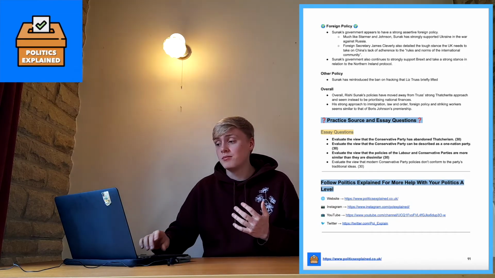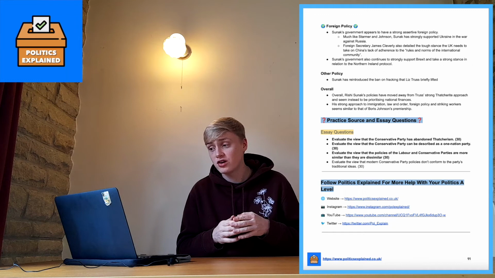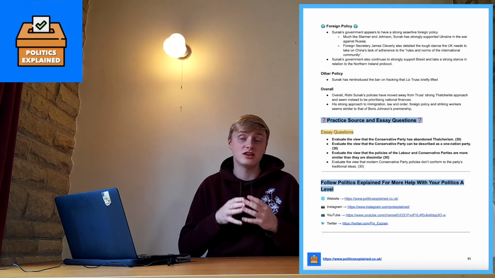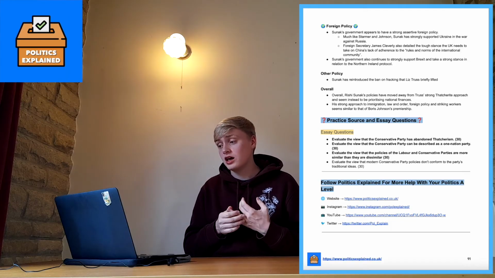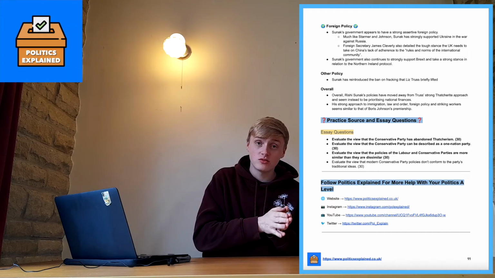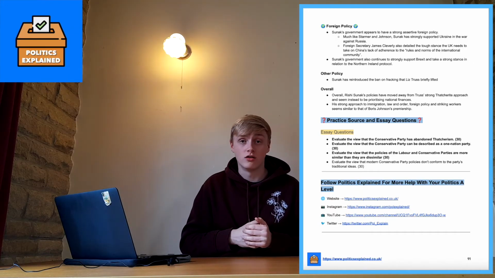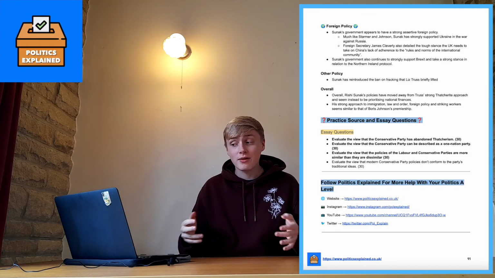So overall, Sunak's policies have certainly moved away from Truss's strong Thatcherite approach and seem instead to be prioritising national finances. But his strong approach to law and order, immigration, foreign policy, and striking workers seems similar to that of Boris Johnson's premiership and similar to Thatcher in a lot of ways as well. So yeah, that's all the content.